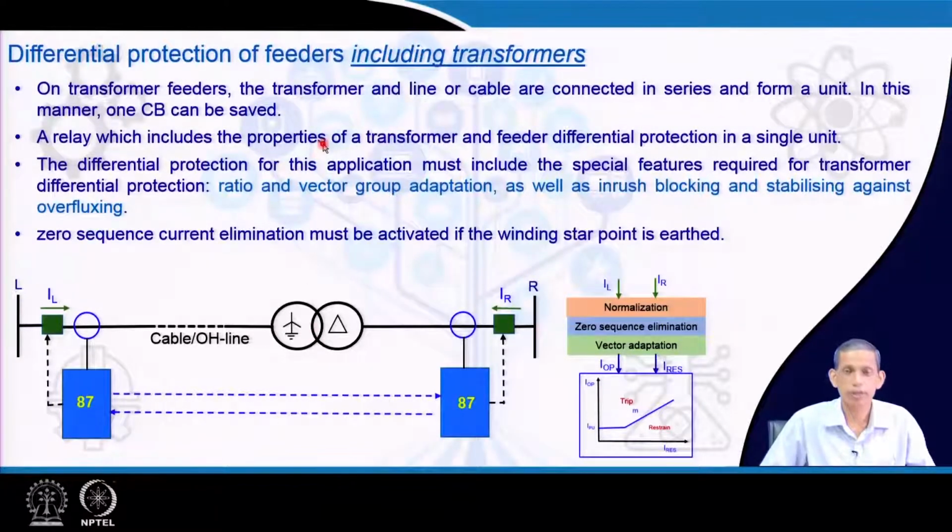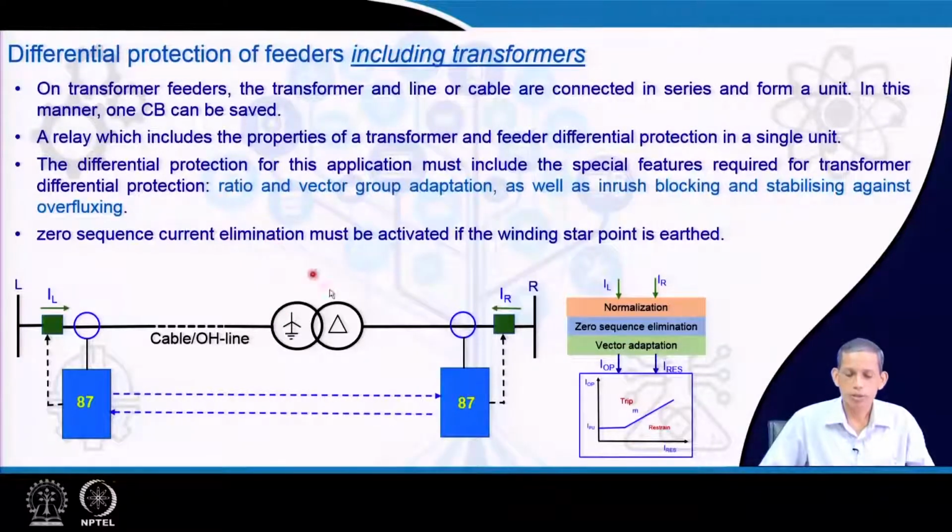So, what are the things to be taken care of? We like to see here. The differential protection for this application must include the other features of the transformer: the turns ratio transformation, the vector group adaptation, that matrix we remember for the phase shifting issue, with the CTs on both sides connected in star grounded, which is the practice today, and then the corresponding inrush blocking and over excitation. Those issues must be considered.